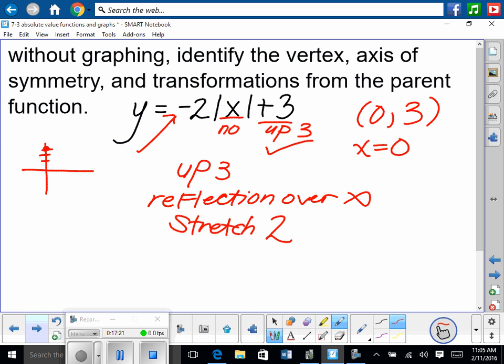Good question. So it's a reflection because if there's a negative in front of your A value, that will reflect it, flip it upside down over the x-axis. Okay.